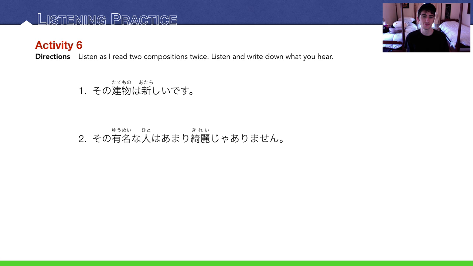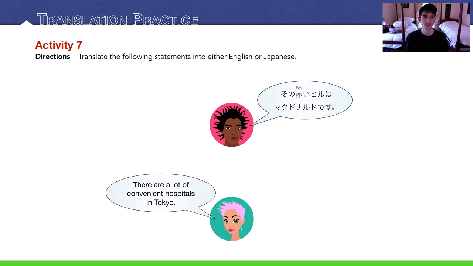That famous person isn't really pretty. This is a strong opinion, right? They're not so pretty. They're not so lovely, I guess is how you could also translate this. And translation practice, activity 7, translate the following statements into either English or Japanese. Pause the video. Try it right now on your own. I'm going to show you guys the answers right now.